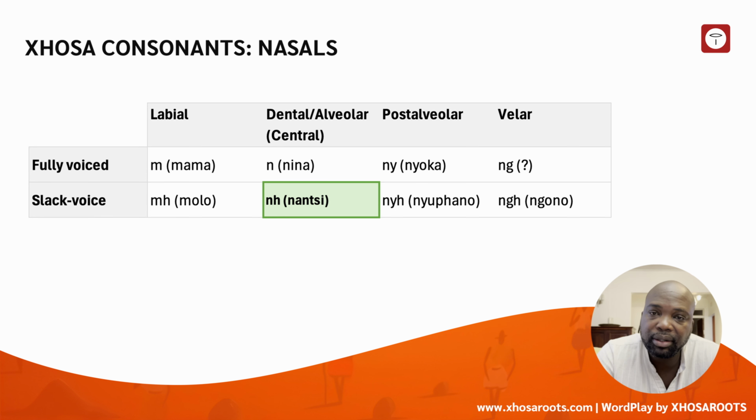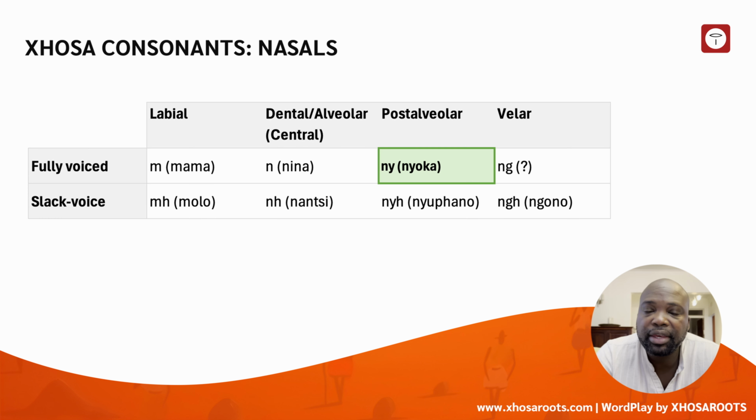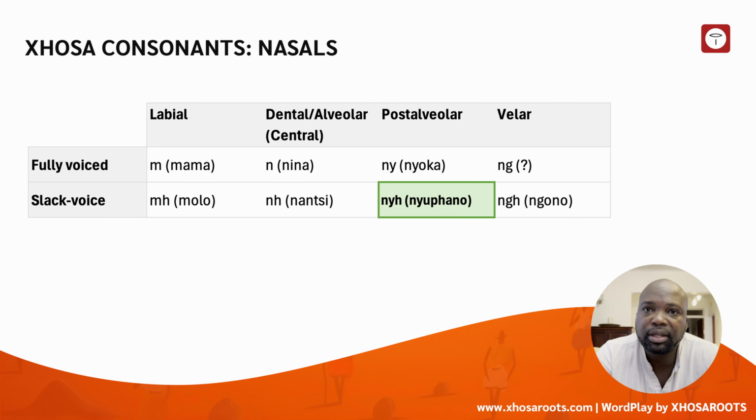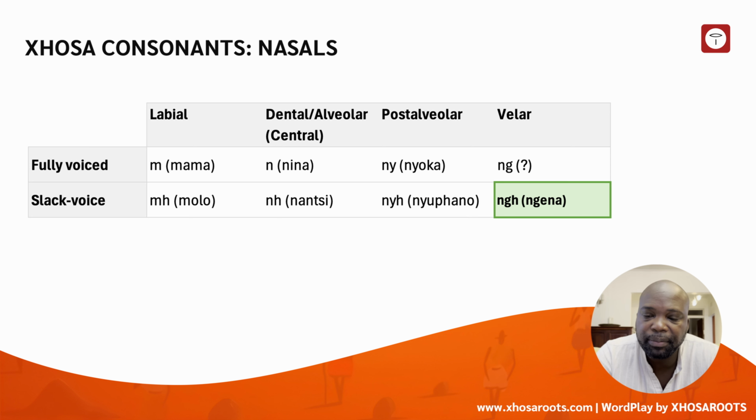And then we have the slack voiced version. An example of that is Nancy. And the postalveolar being nya, nya, nya. An example being nyoka or inyoka, a snake. And we also have the slack voiced version there, nya, nya, nya. And the velar nga. Ngena, enter, ngena, enter.